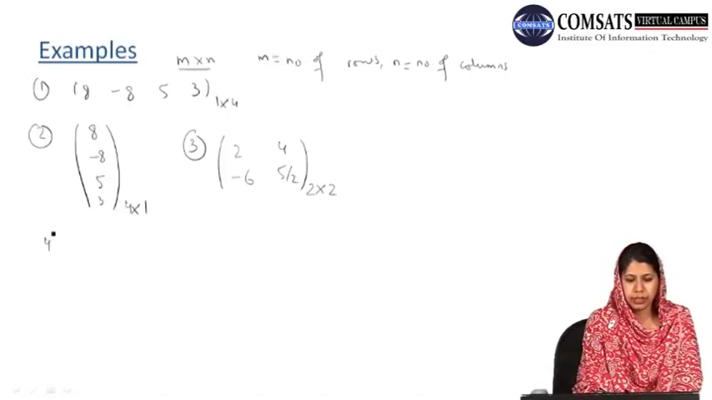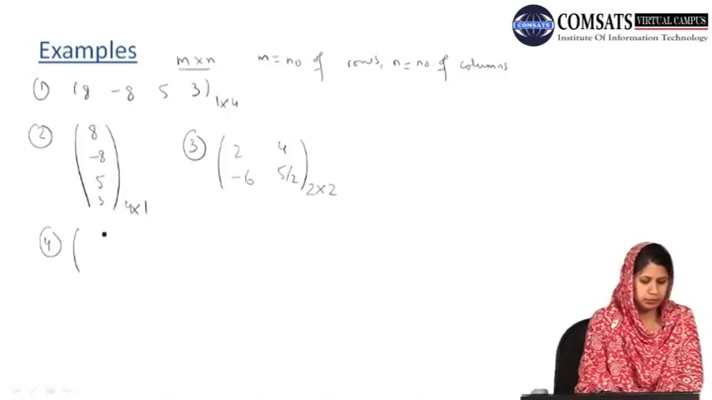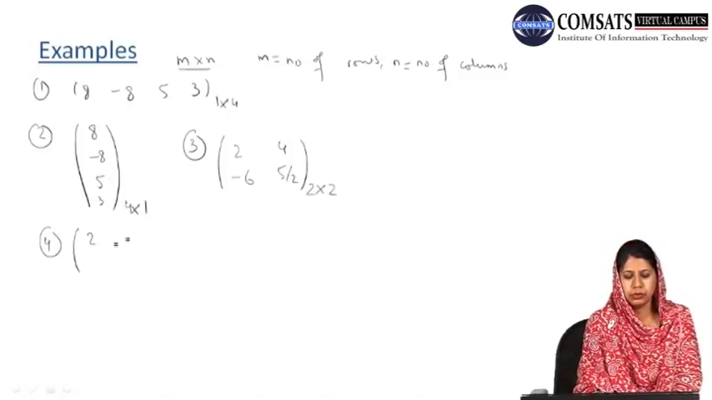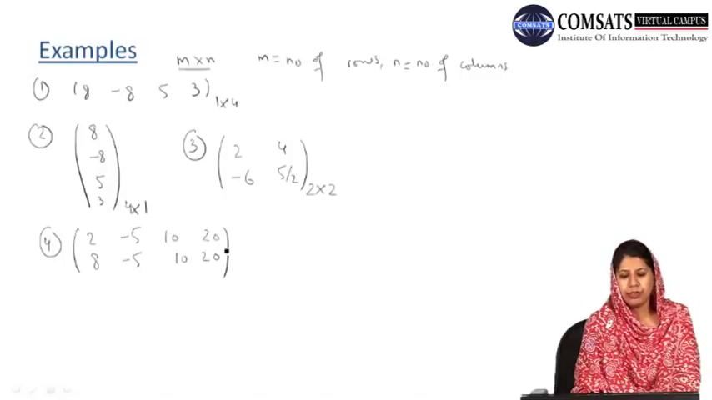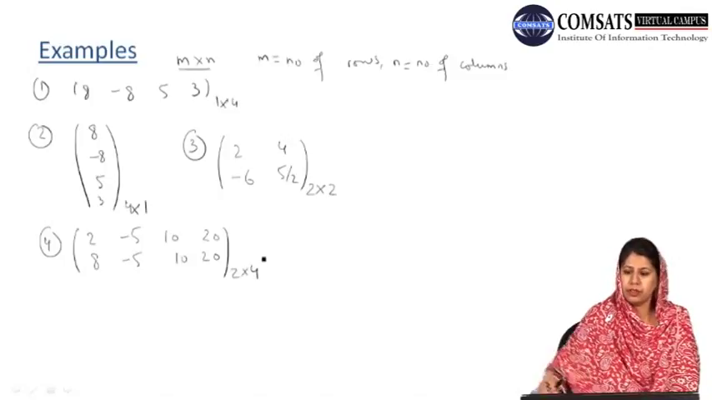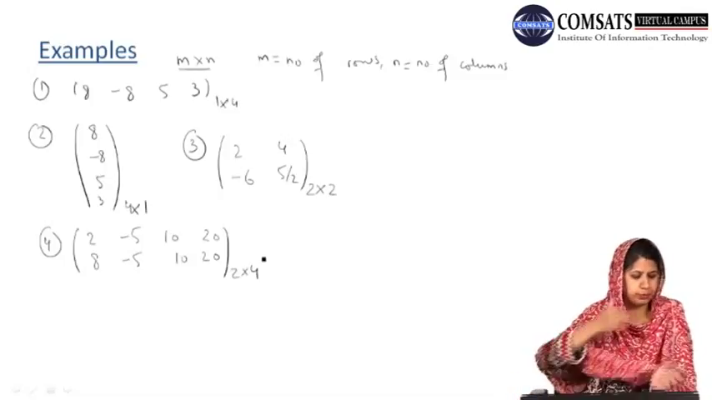Okay, let's look at a few more examples. We have our matrix 2, minus 5, 10, 20, 8, minus 5, 10 and 20. What will be the order of this matrix? The number of rows we have is 2, and the number of columns we have is 1, 2, 3 and 4. So this matrix has order 2 by 4.